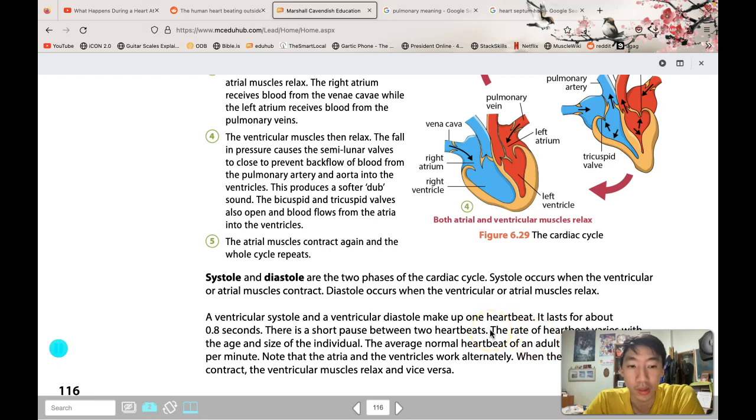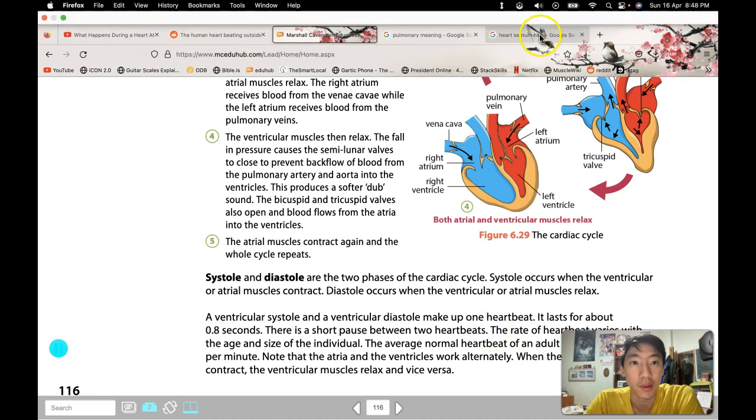For some really good athletes, their heartbeat is even lower. Let's search that.